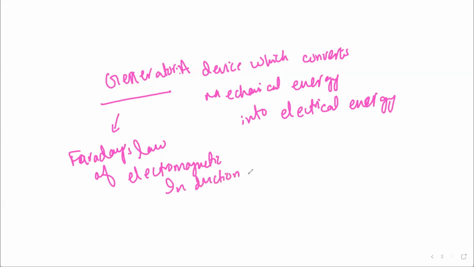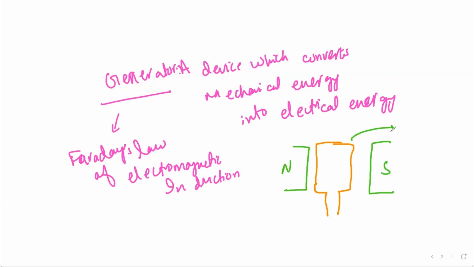If we discuss the construction of the generator, there are a few things we need to keep in mind: the coil, the permanent magnets, north and south, and some mechanical mode through which we can rotate the coil. Here we'll join the circuit through which we would know that EMF is being induced. Sorry, I missed one part. There are going to be copper rings and carbon brushes.